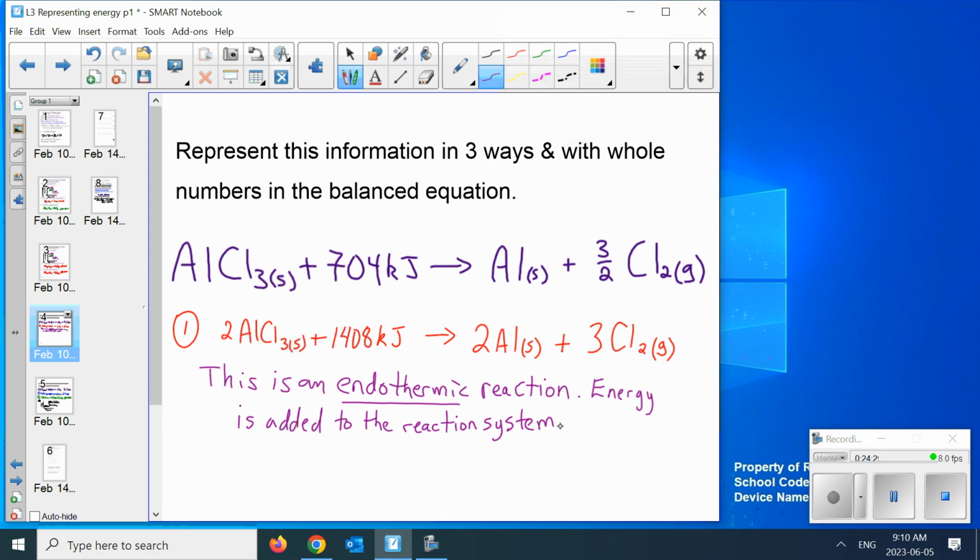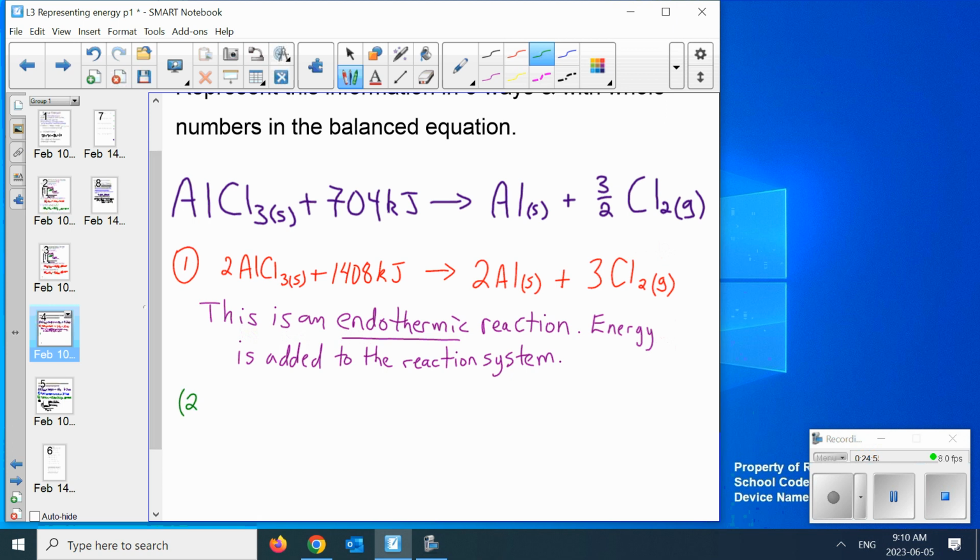Okay. What word association? Endothermic. Energy ends up inside the reaction. The opposite, though: exothermic, energy exits the system, leaves the system. Okay. Just get used to these words. Now, a second way to represent energy. Do we want to do the graph or the delta H notation? Let's do the delta H notation.